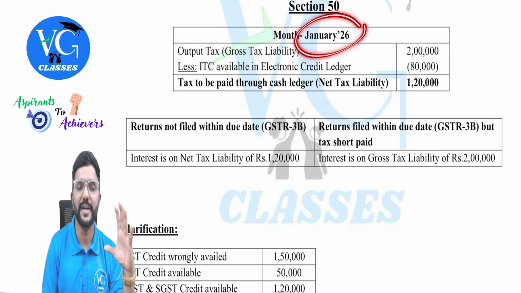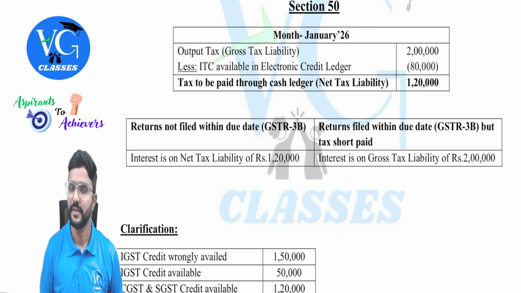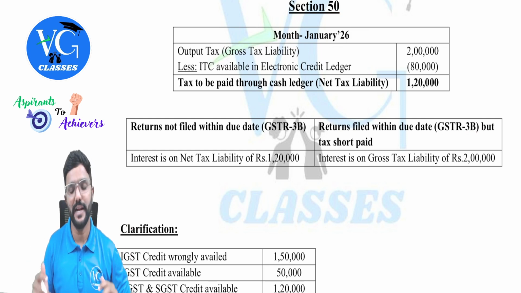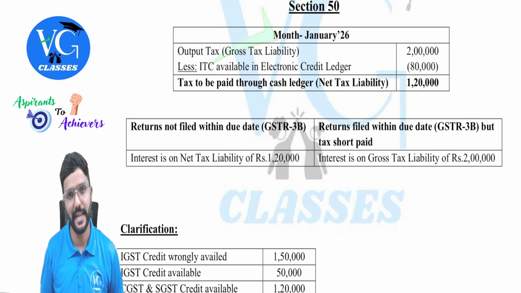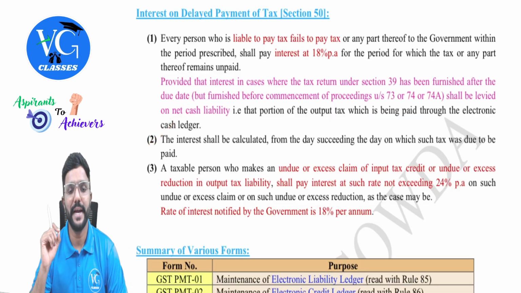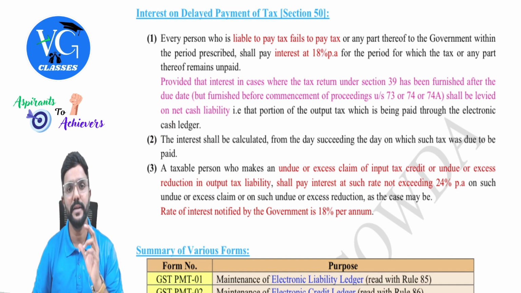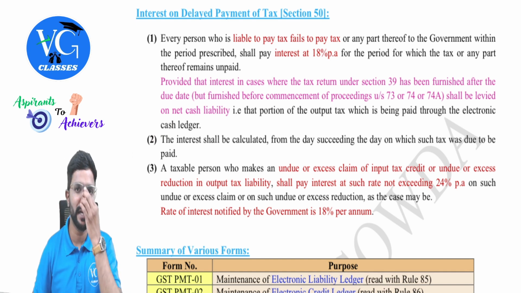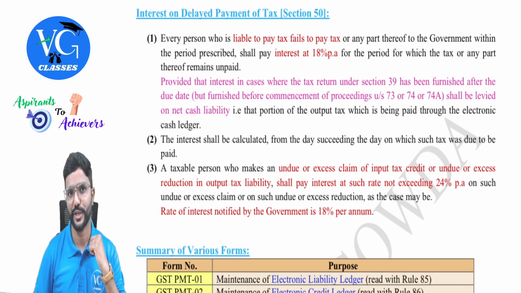Got it? For January, what is the due date to file GSTR 3B? On or before 20th February. Got it? If it is already filed, then we will follow this. No, sir, it is not yet filed. Then the interest would be on net tax liability, guys. Got it? Yes. Next, subsection 2. The interest shall be calculated from the date succeeding the day on which such tax was due to be paid. That is normally the due date. Assume if nothing is mentioned, consider 20th of next month as the due date for payment. So interest will start from 21st, guys.